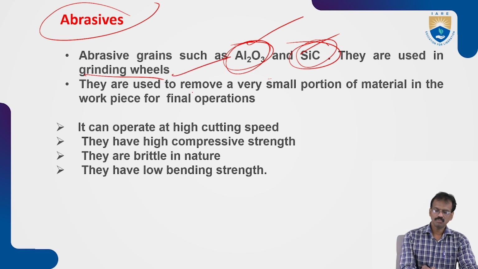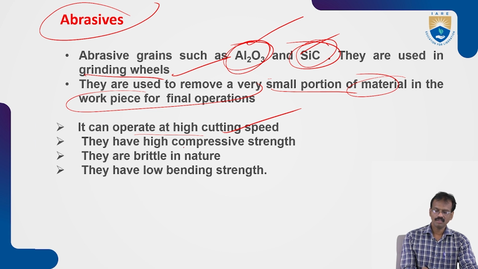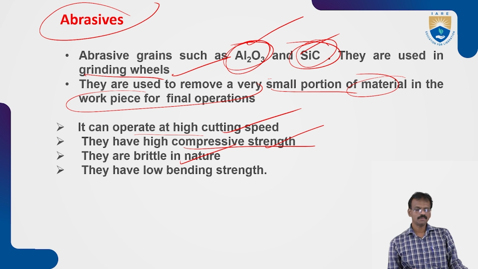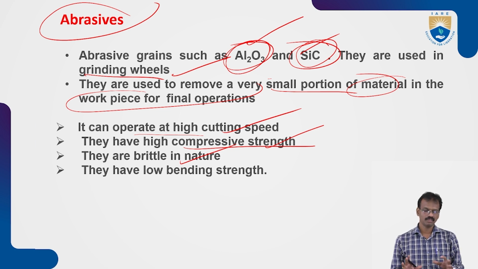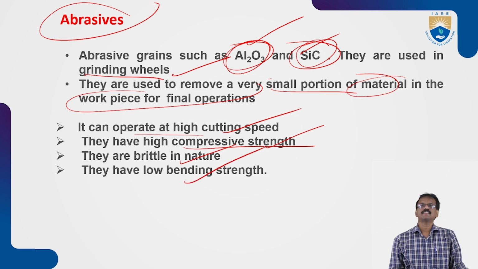So they are used to remove a very small portion of the material in the form of fine particles. Okay, so it can operate at high speed, high cutting speed. They have high compressive strength. They are brittle in nature. The hardest material is in a brittle condition. You know this. Next, low bending strength also. These are the main properties or main advantages of the abrasive materials.